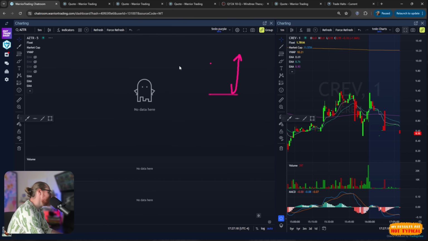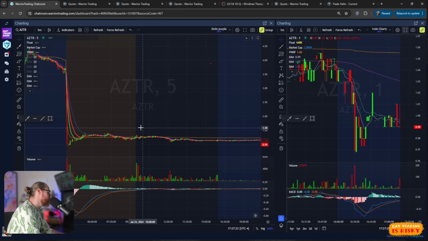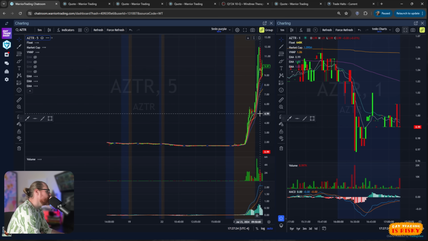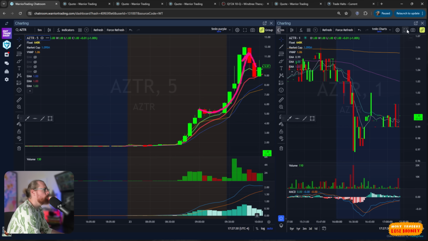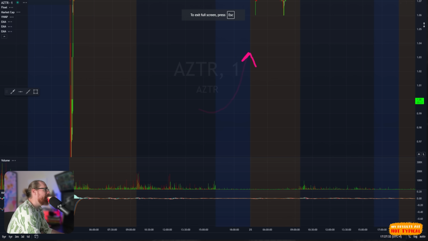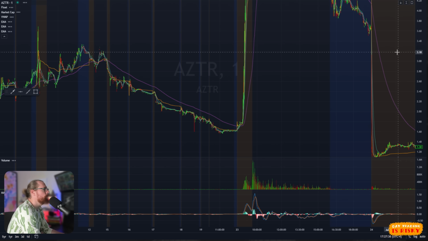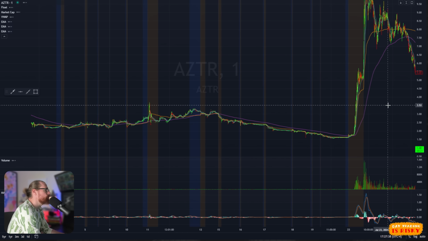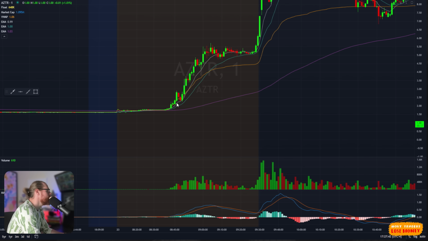And then we had AZTR, which gave us this really nice pullback, which was also a 5-minute bull flag. So that was right here, the 5-minute bull flag that gave us that squeeze higher, which on the 1-minute chart was more of that moving average pullback. So just that kind of picture perfect pullback. Now this ended up doing a secondary offering the next day, which is why it dropped. But nonetheless, this was the spot right here where it was like strong setups here, here, and here.